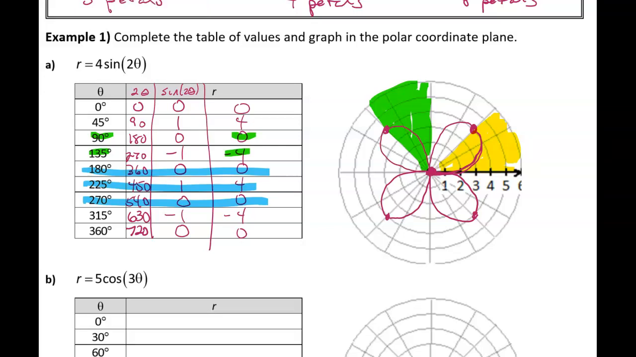Quick thing for you to notice, the 4 in front of the r is the length of each petal. How far out does each petal go? And then that 2 in front of the theta, the 2 that's multiplying the theta, is determining the number of petals. Notice that there's 4 petals.